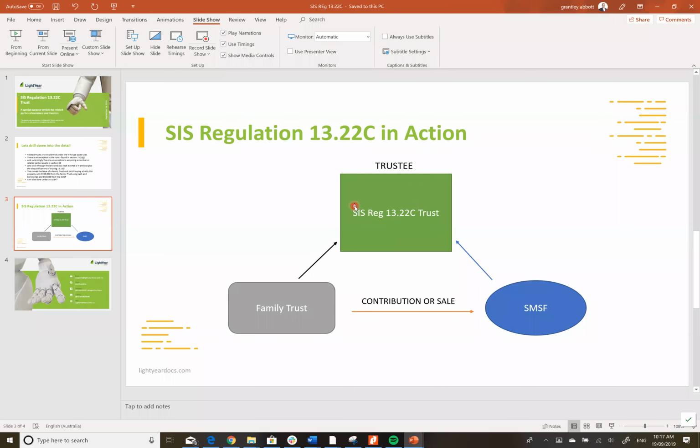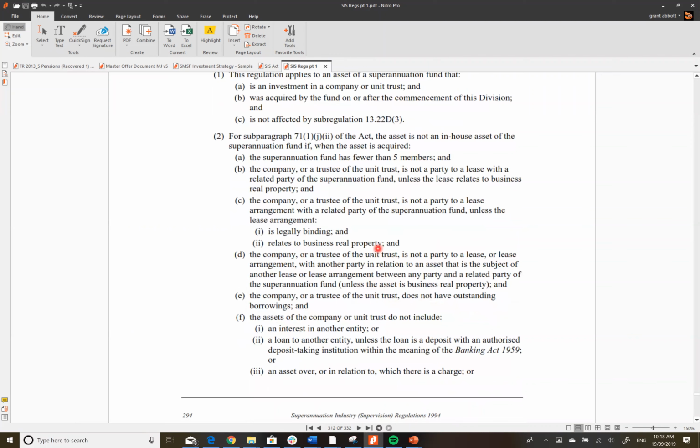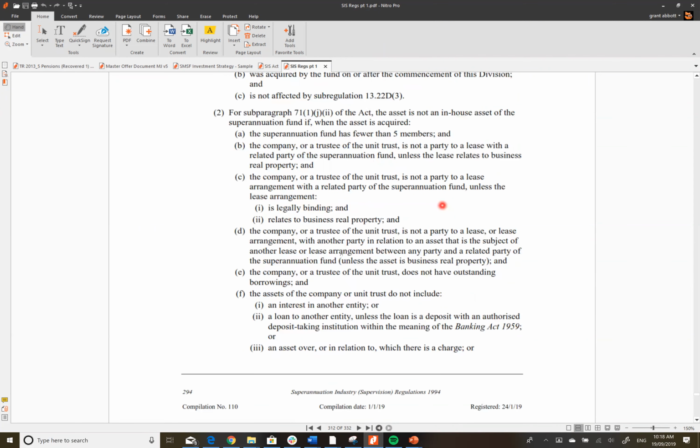However, we cannot then lease that to a related party. We can lease it to an unrelated party, of course, but we can't lease it back to a related party unless it is business real property. So unless it's business real property, we cannot lease it back. But if it's residential, we can lease it to an independent third party. We won't do this, it's just back to back.